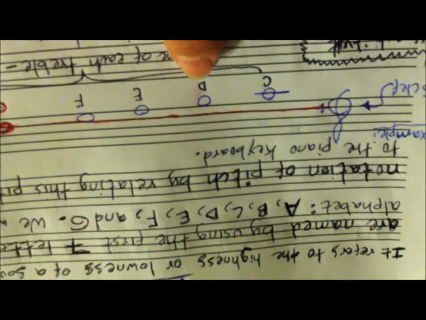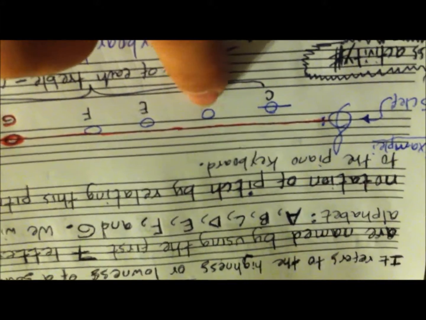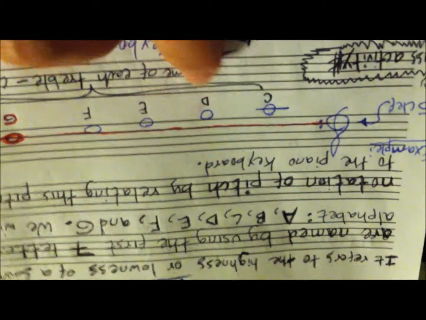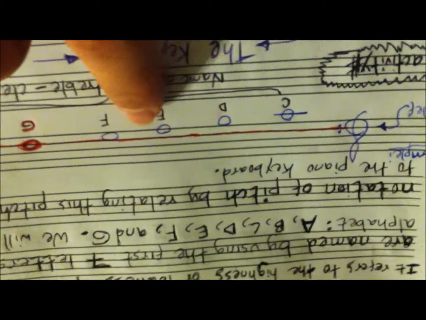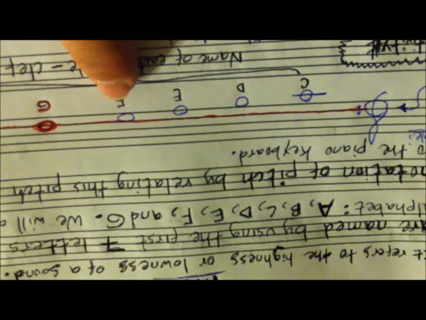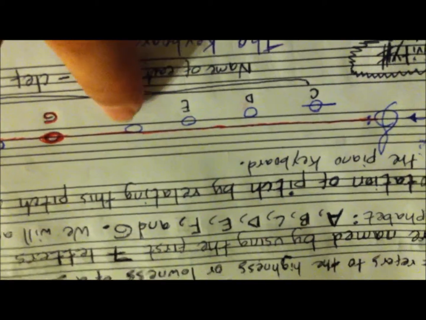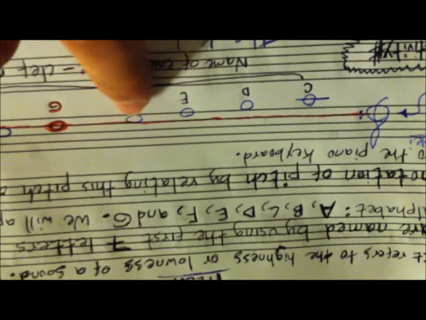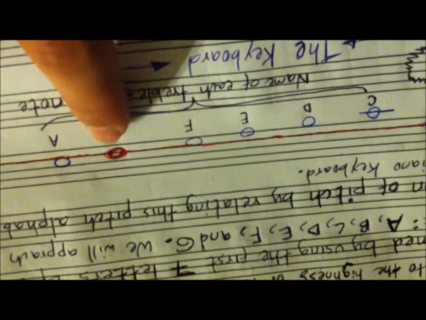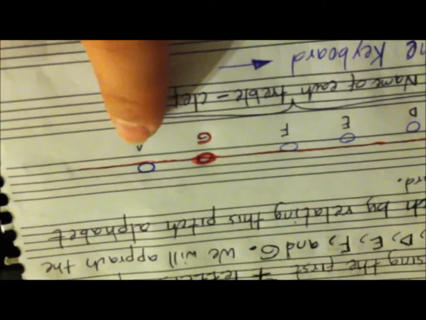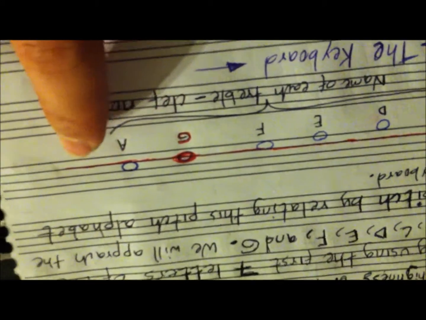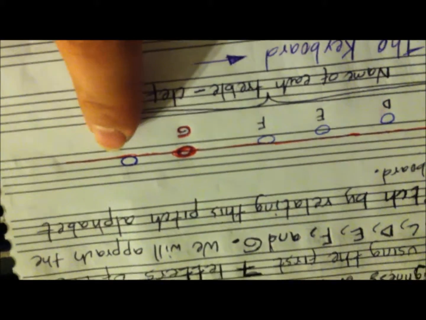The note D is written in this space at the bottom of the staff. The pitch E could be identified on the first line. The note F is written in the first space. The note G is written on the second line, so that's why it is called the G clef. And the note A is written in the second space.